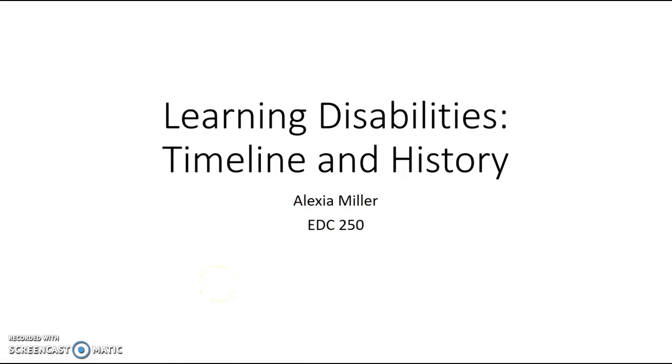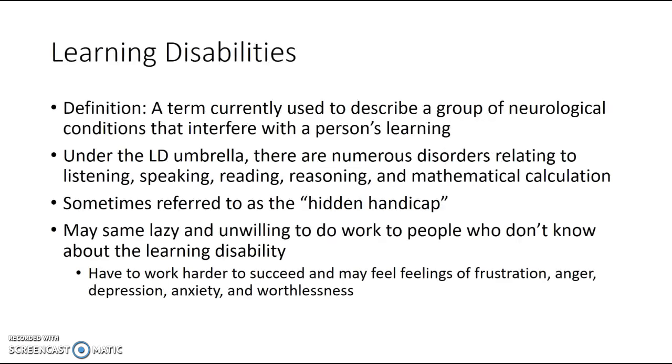We're going to talk about learning disabilities and the timeline and history of them. Learning disability is a term that is currently used to describe a group of neurological conditions that interfere with a person's learning. Under the LD umbrella, there are numerous disorders relating to listening, speaking, reading, reasoning, and mathematical calculation. Sometimes this can be referred to as the hidden handicap because when someone has a physical disability, you can generally see it. When someone has a learning disability, it's a little bit harder to tell.